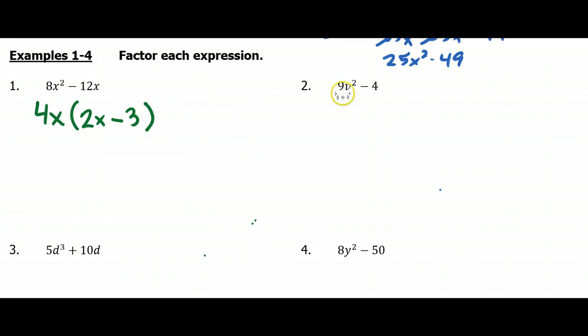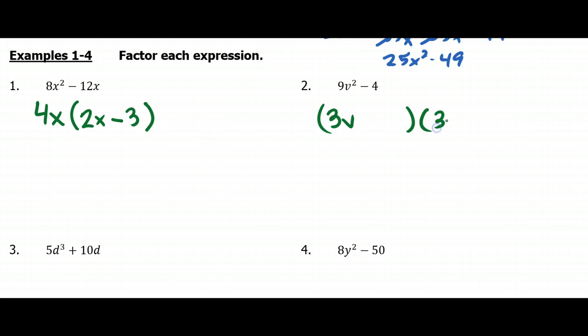Number 2, we have 9v squared minus 4. It's another binomial, but there is no GCF of 9 and 4, and you can't factor out a variable either. So for this problem here, you're going to look for a difference of squares. 9v squared is a perfect square. The square root of 9v squared is 3v.